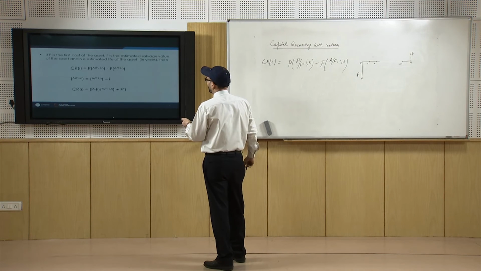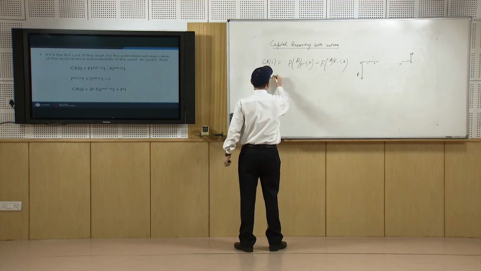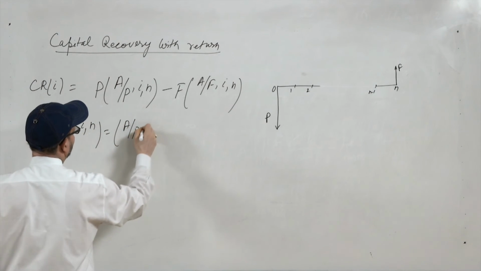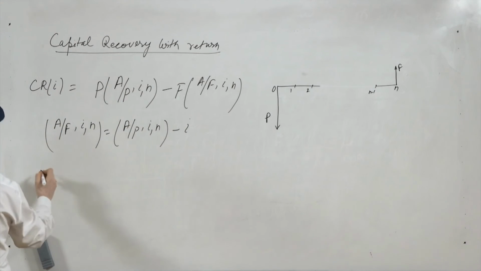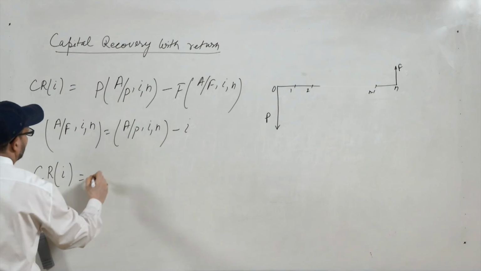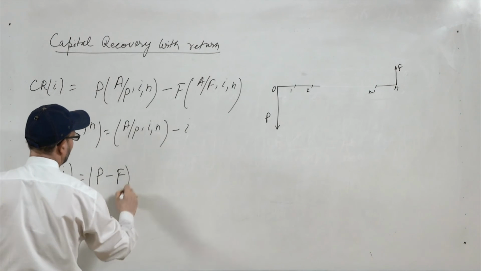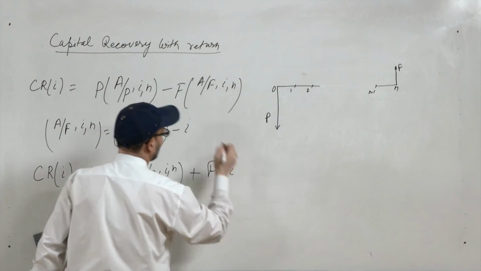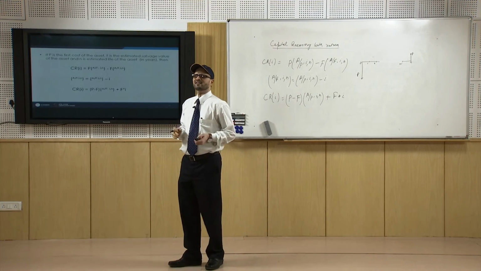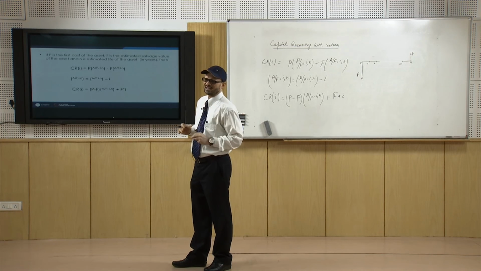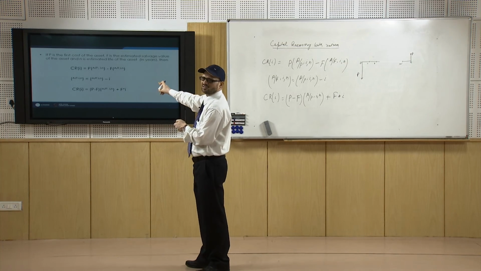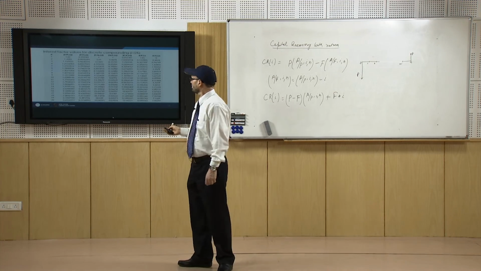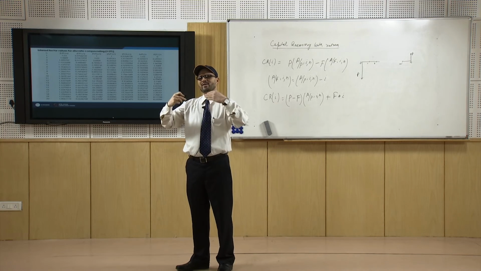Now, as we see, A by F i n is nothing but A by P i n minus i. So, it comes out as (P minus F) A by P i n plus F times i. So, this way we can calculate the capital recovery with return, where you have the initial outlay as well as the final salvage value, and this formula is used for finding the capital recovery with return. This is how these equivalent values are calculated.